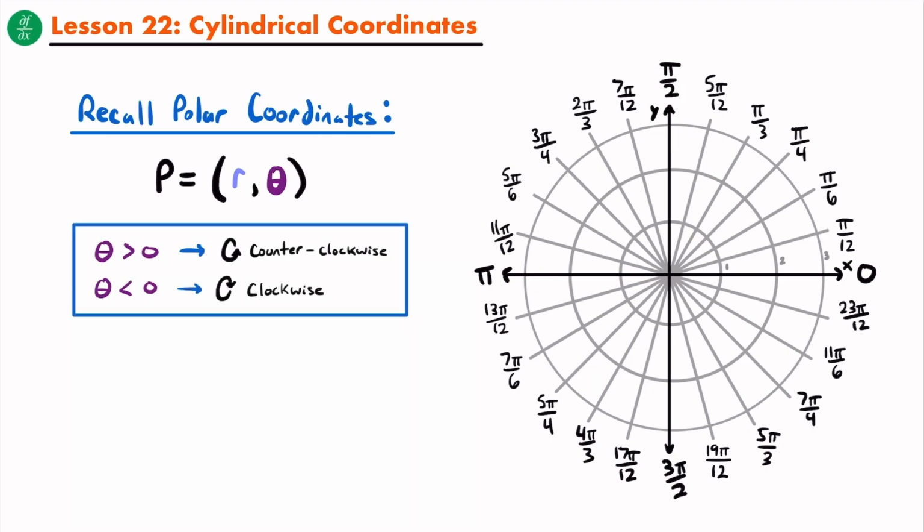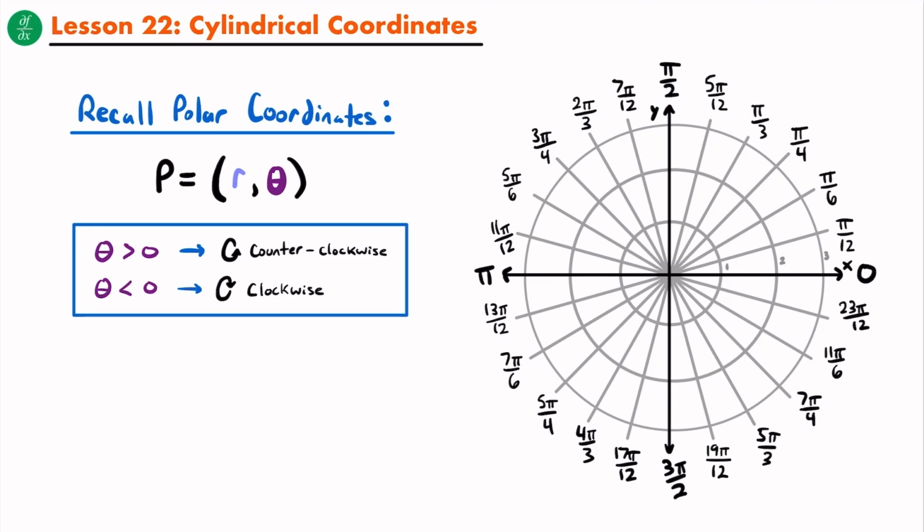Okay, and so remember that when the angle is greater than 0, we measure that angle counterclockwise, or we go upwards from our polar axis. But if the angle is less than 0, or if it's negative, you measure the angle clockwise, or you go below the polar axis. Alright, that's how I like to remember it.